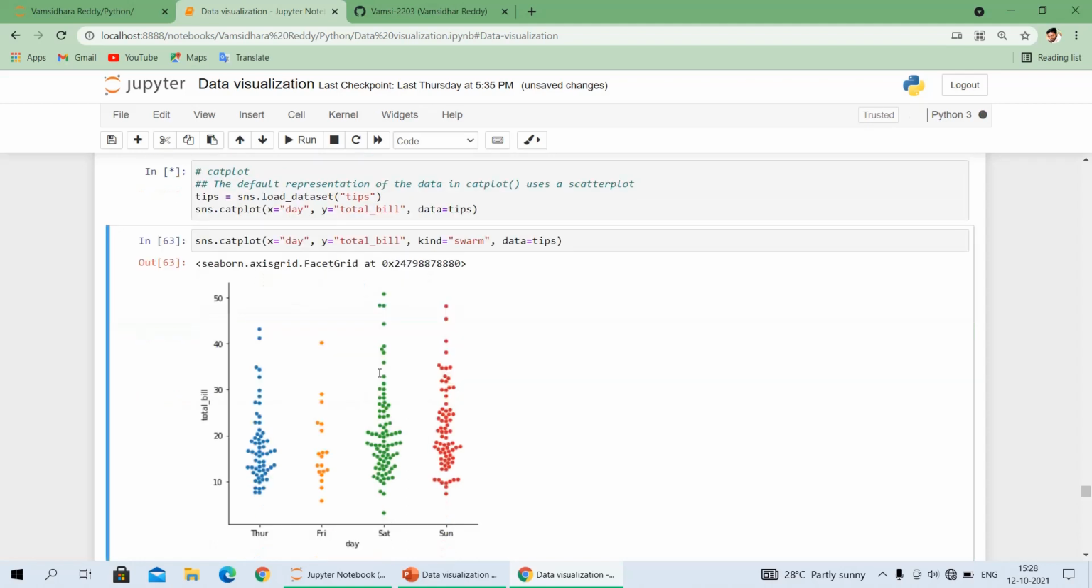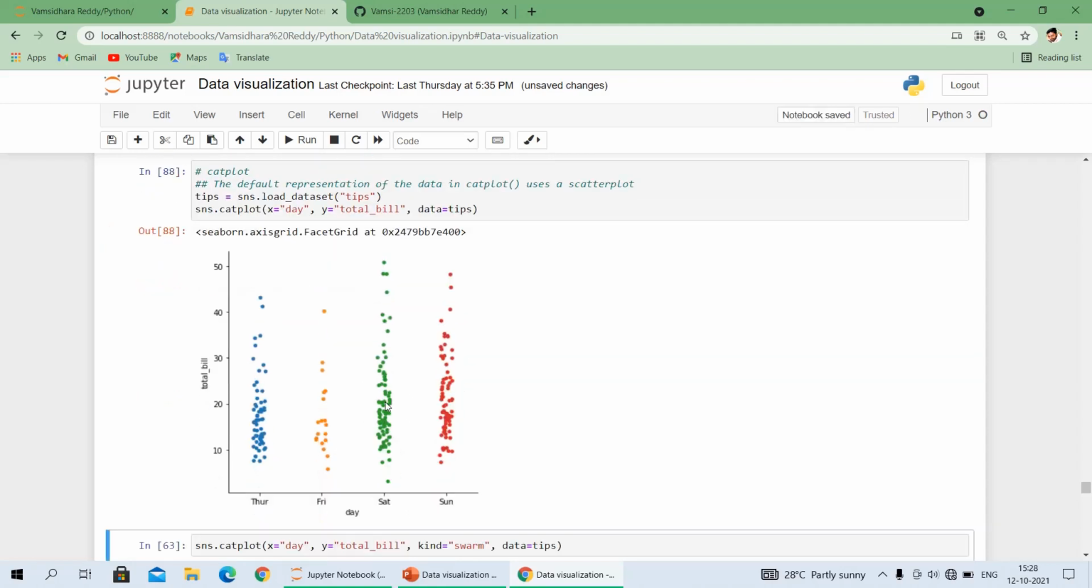Let's execute this. We can see Thursday, Friday, Saturday, day by day, what the tip value is. The highest bill in a restaurant or anything is on Saturday, because Saturday is the weekend for everyone. They have fun in the restaurants. So on Saturday, the total bill is high compared to the remaining days.